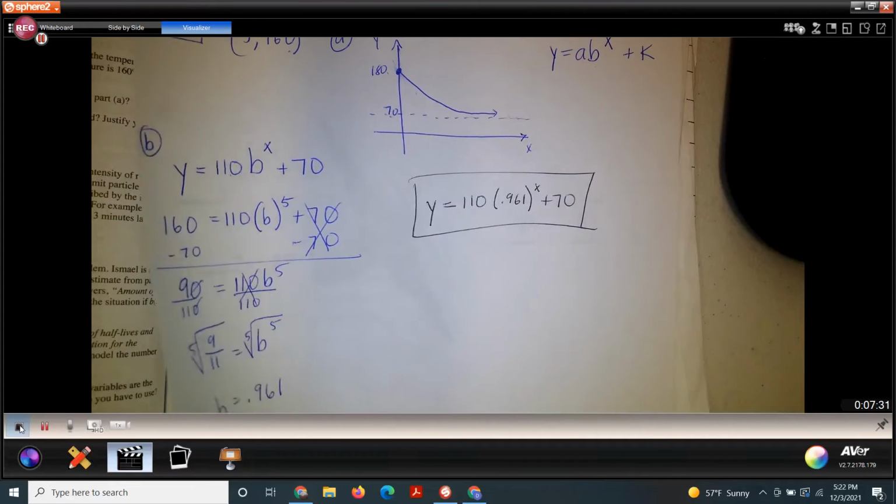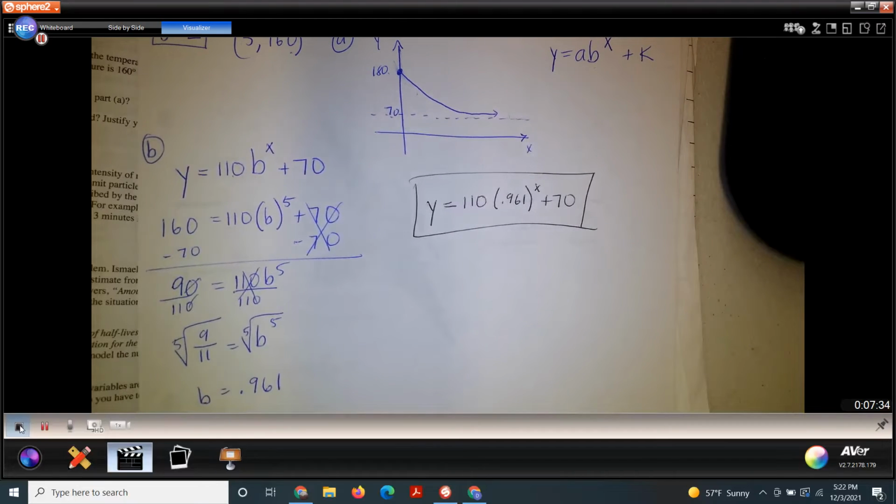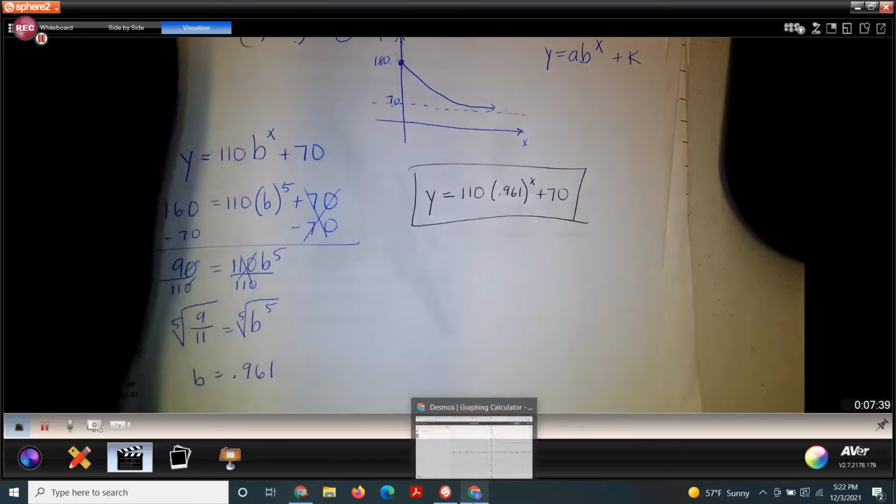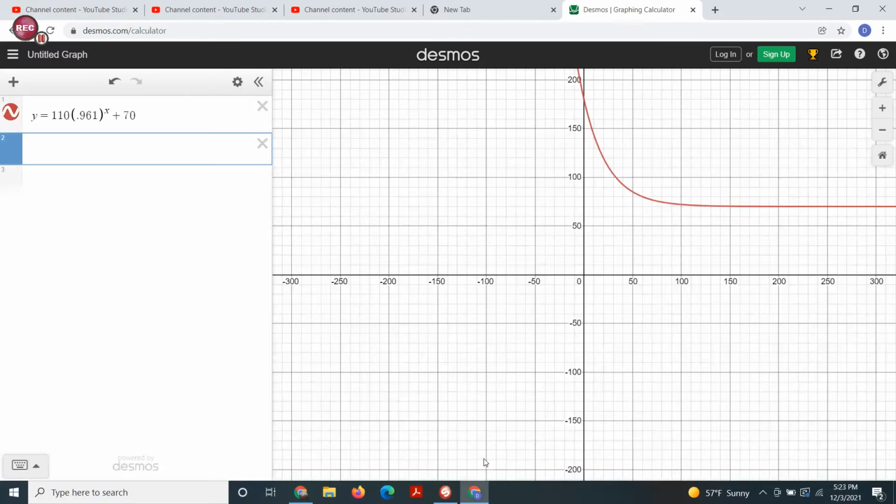So letter C says graph your equation. Okay, hopefully Desmos will follow me when I graph. I hope that you can still see. I graphed my equation. I just typed it into Desmos, and see, even though I wrote my starting point as 110, it's 110 but lifted up by 70, so that actually puts it up at 180 where it needs to be. And then I have this asymptote at 70, so it looks good to me.